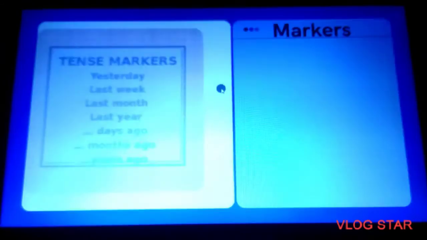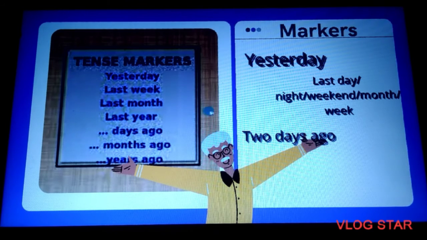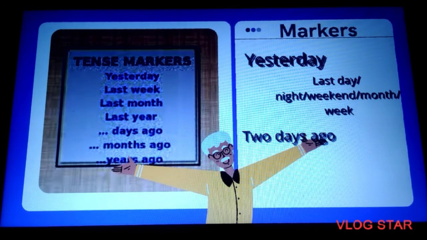As you see, there were some markers. What are they? Markers are helpers for us in the past simple, some words. If you can see them, it means that yes, this is the past simple. For example, yesterday, last week, last month, last night, or last year, and ago, with the word ago, like 2 days ago, or 5 months ago, or 2 years ago, something like that.